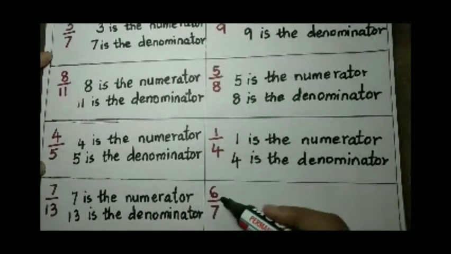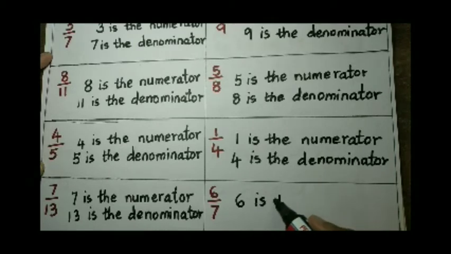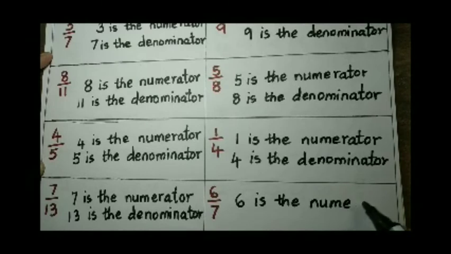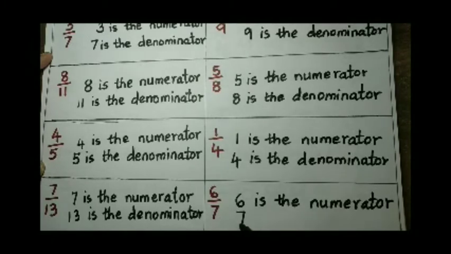Next fraction, 6 upon 7. The number above the line, that is 6. 6 is the numerator. The number below the line, that is 7. 7 is the denominator.